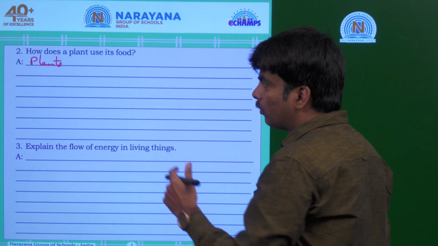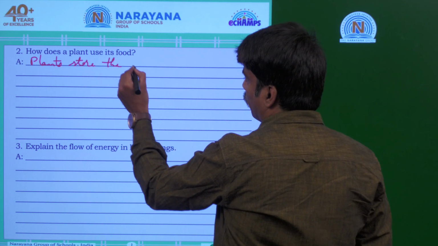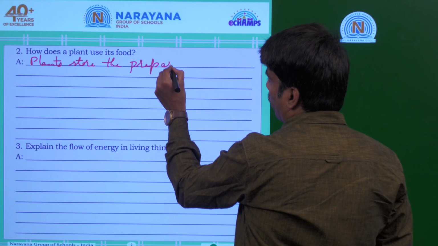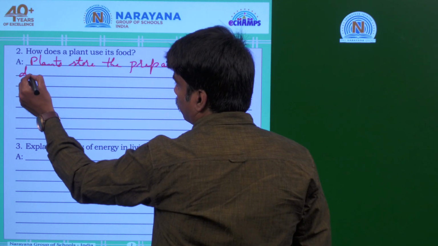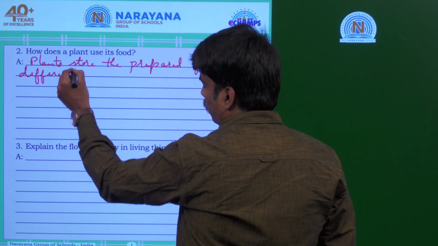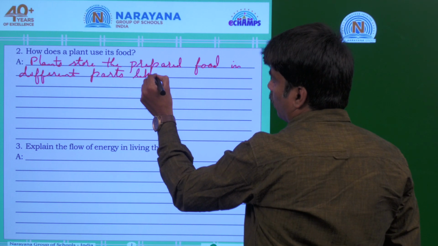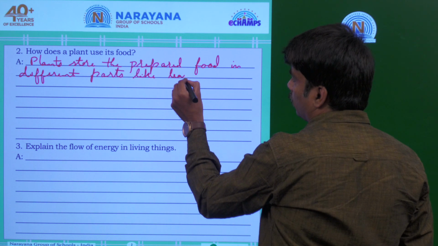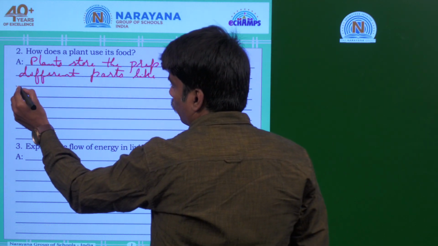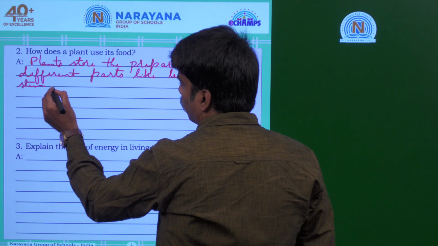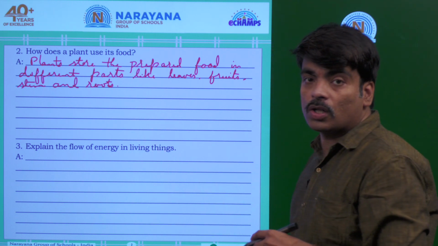Plants, after preparing the food, store the prepared food in different parts like leaves, fruits, stem and roots also. This stored food is also called starch.